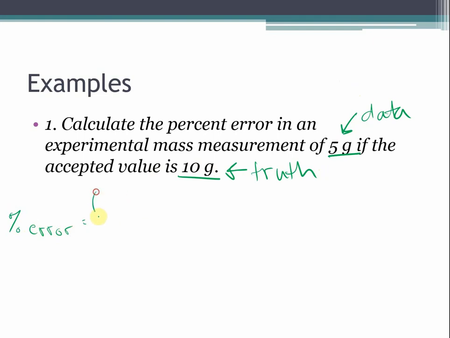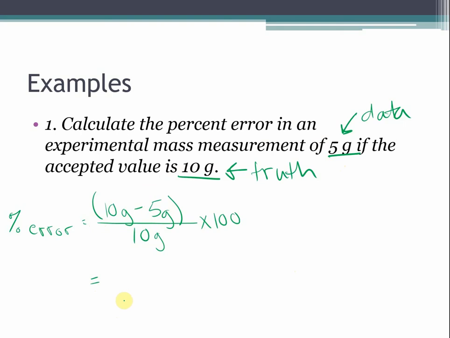is equal to, we'll do our accepted value of 10 grams minus our experimental value of 5 grams. Divide all of that by the accepted value, that 10 grams again. And then because it is a percent, we will do times 100.